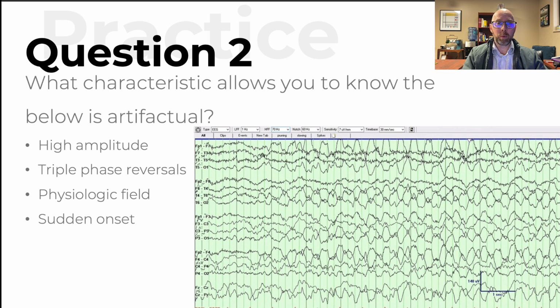In this case, it's really the triple phase reversals. You can see sometimes where it's like positive, negative, negative. And this is something that's very commonly seen with artifact and not a physiologic seizure. So be aware of this as something to really be on alert for as you read a record, and this will help you avoid missing something and calling it a seizure or abnormality when it's simply artifact.